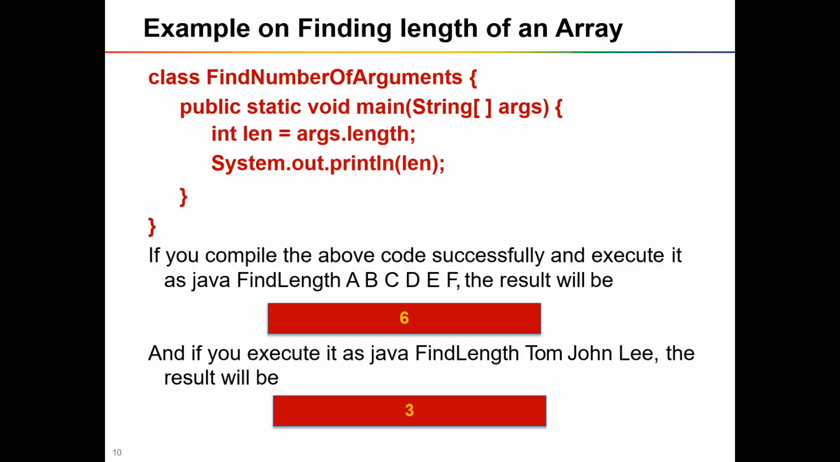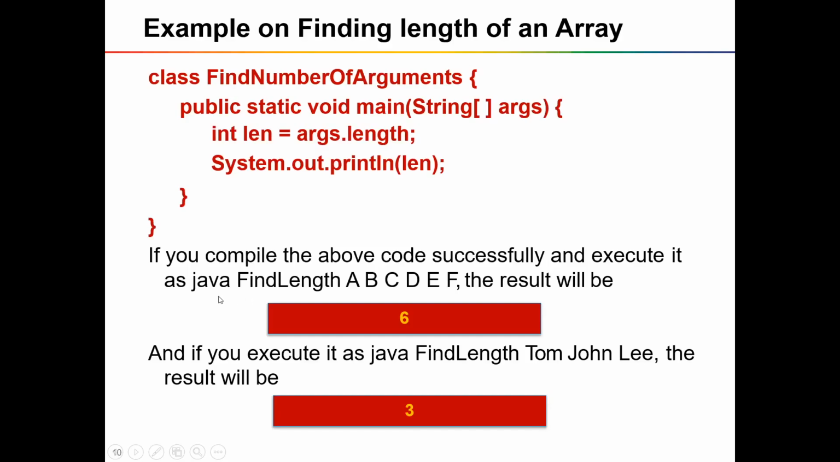Then if you want to find the number of arguments which are passed, then there is an attribute length. So length is an attribute for an array for finding out the size of the array. So here the array name is args, so we are using something like args.length that returns the number of elements which are there in the array and we can able to print it.